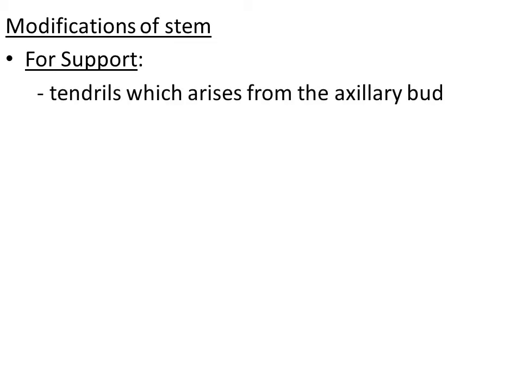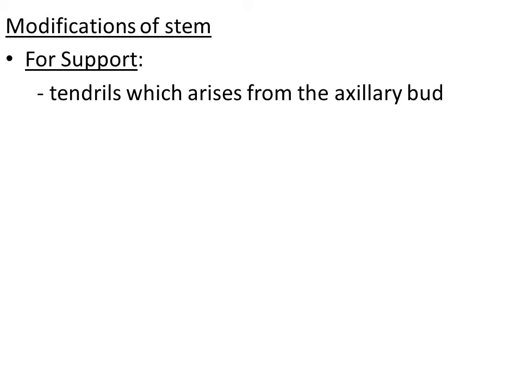One more purpose of modification is support. In some plants, for giving additional support to the aerial part of the plant, the stem gets modified. The best example of a modified stem for giving support is the tendril. Tendrils arise from the axillary bud region. What do you mean by axillary bud? Where is this bud present?